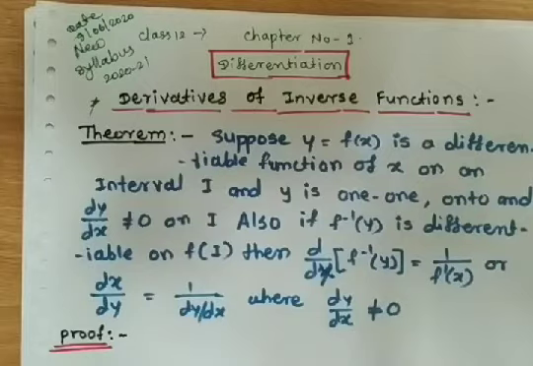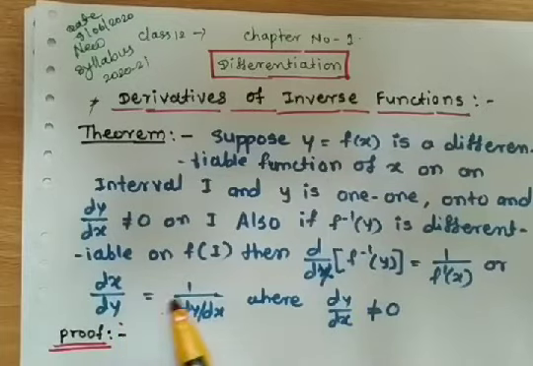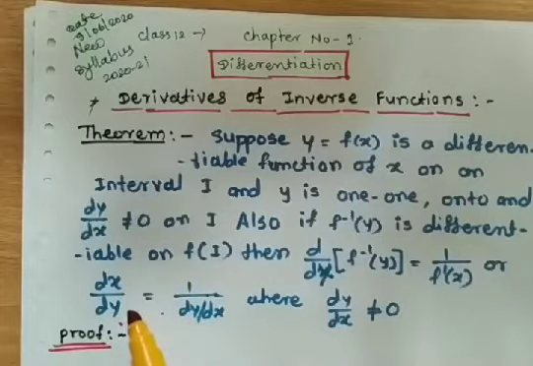Okay, let us take the proof. Let us see here what are the variables in this: dx upon dy is equal to 1 upon dy by dx. Let us see how many variables are there in this. Okay, there are two variables, x and y. Here also y and x, means x and y are two variables given to us.